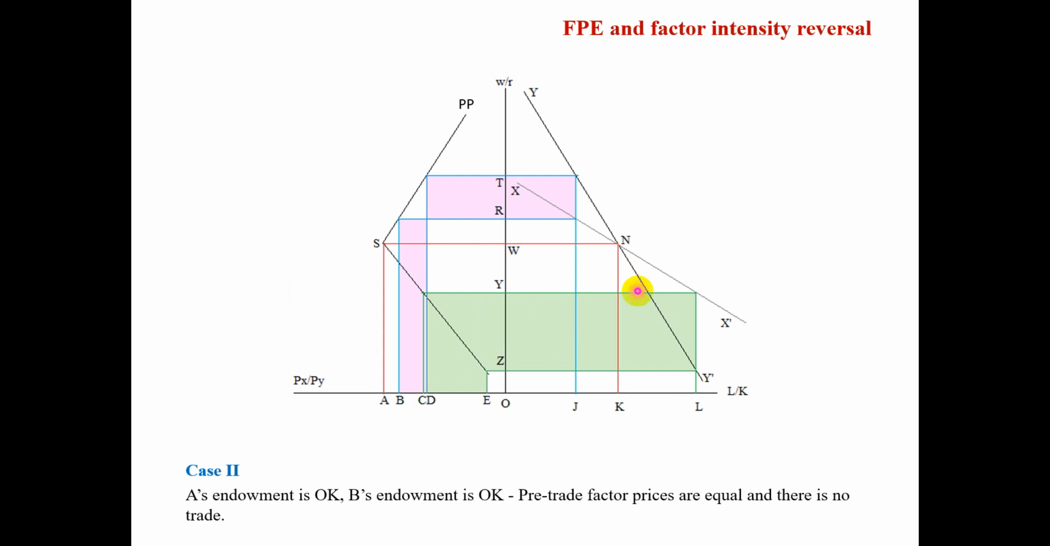Now this is the second case, where A's endowment is OK and B's endowment is OK. So pre-trade factor prices are simply equal and there is no trade. So here there is no question of the Heckscher-Ohlin theorem to hold, no question of the factor price equalization theorem to hold. But of course, this is a bit unrealistic case. So we shall not be considering this case very seriously. Rather, now we shall be talking about a case where factor intensity reversal will indeed have its effect on the factor price equalization theorem.